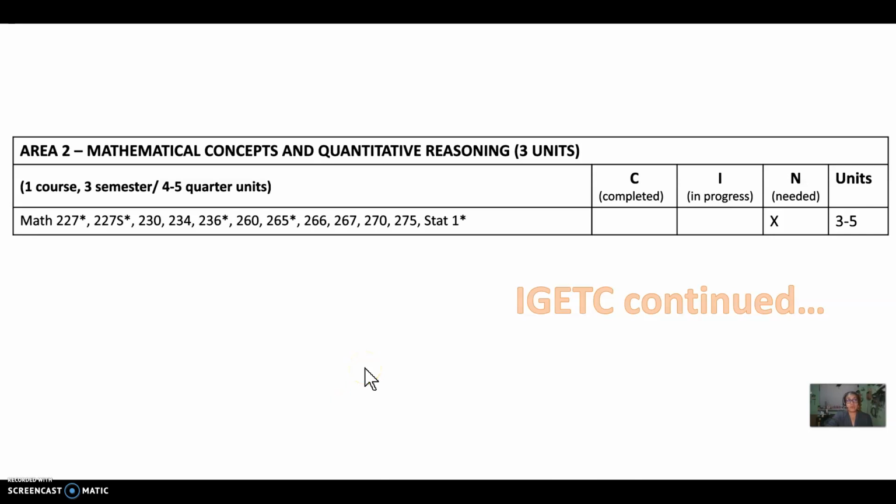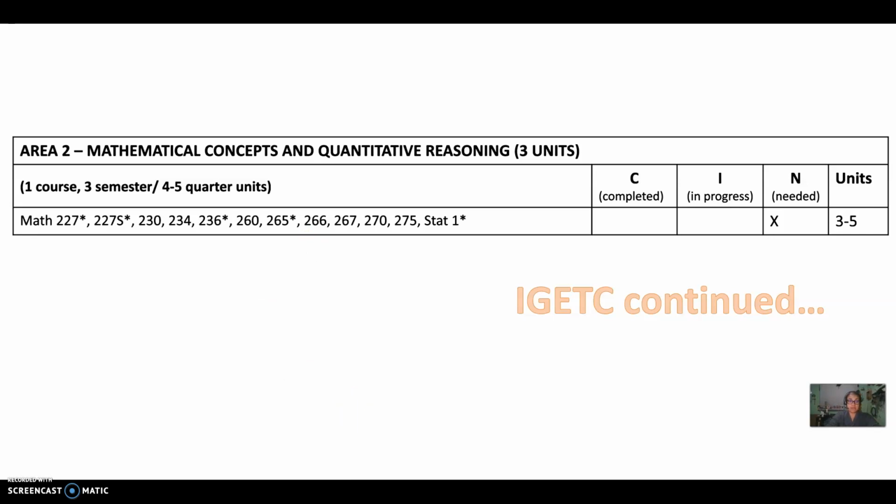In Area 2, you have the mathematical concepts and quantitative reasoning. That's your 200 level math class. And so they have a little asterisk here next to some of these math classes. It's because it may not be acceptable at a particular institution for a particular major. So it can vary, and you do want to check with a counselor and check with the university's website. But for the purposes of certifying the IGETC, all of these courses will satisfy the math requirement for Area 2.